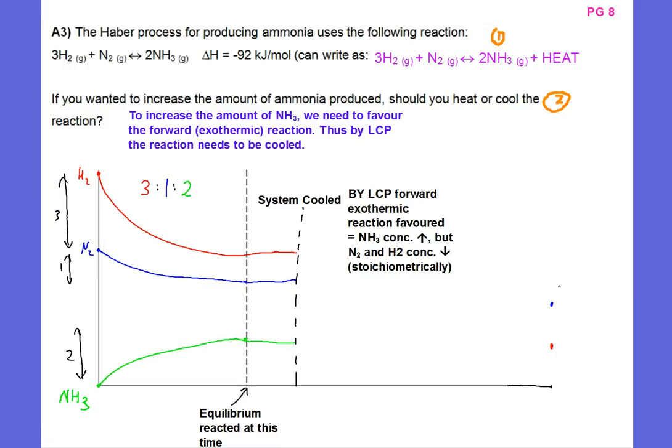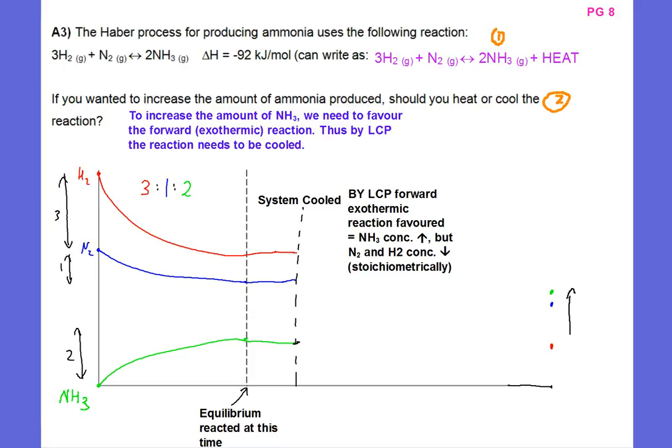Now I call that drop in nitrogen, that was my 1 unit. Hydrogen has to drop by 3 times as much, so I've drawn my hydrogen dot 3 times lower than where the hydrogen originally started from. And by the same token, the ammonia, it started here, it's got to go up by relatively 2 units. So nitrogen's dropped by 1 unit, hydrogen's dropped by 3 units, and ammonia's gone up by 2 units.